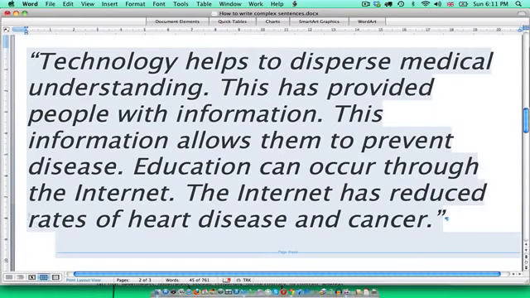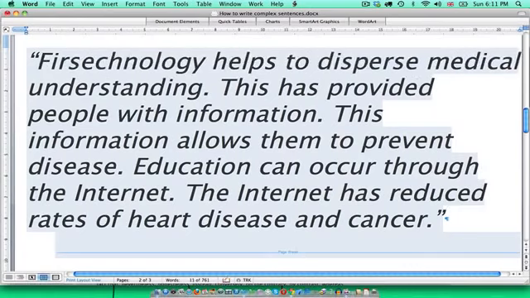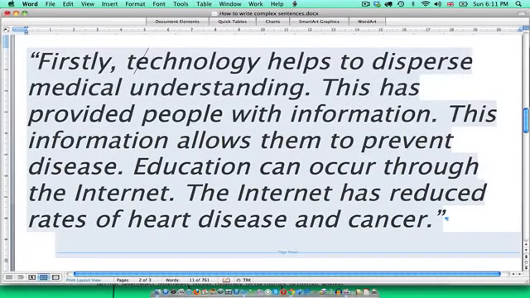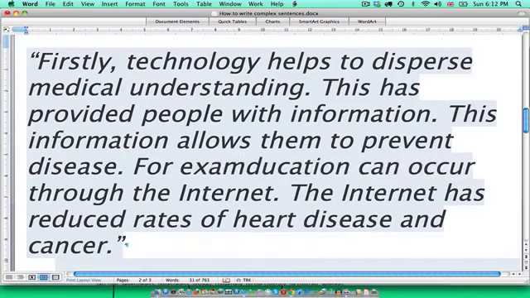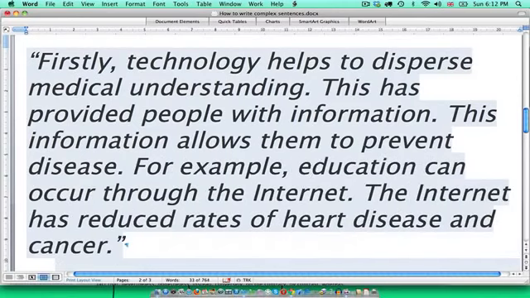Okay, so cohesive devices are just the little phrases that help to link thoughts and sentences and paragraphs and different parts of the essay together. So there are phrases like firstly, like for example. Okay. Tip number 4, you can connect simple sentences to create compound sentences.